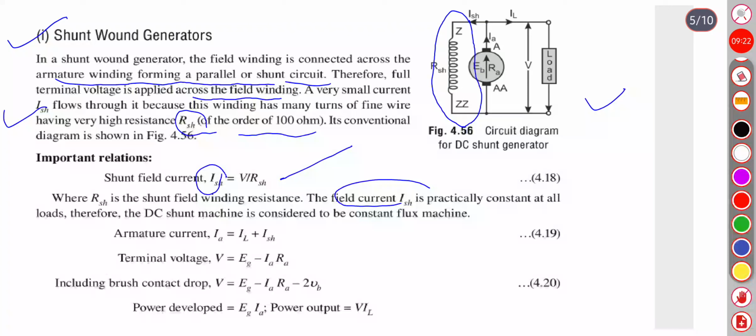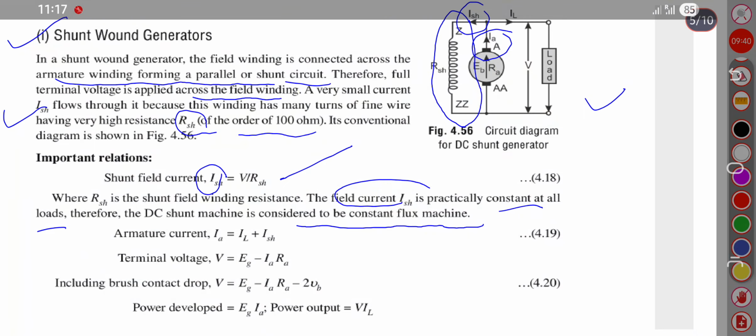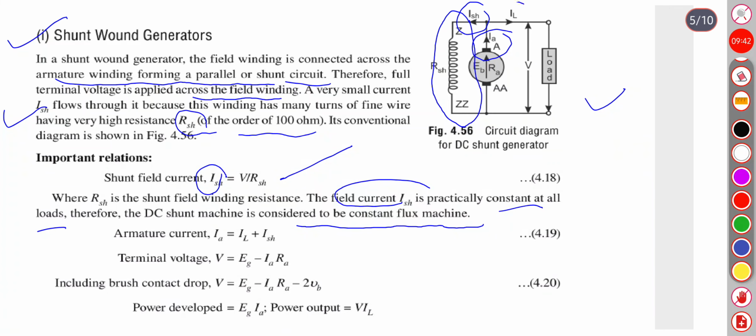The field current is practically constant at all loads. Therefore, the shunt DC machine is considered to be a constant flux machine. Here, IA equals ISH plus IL. So IA will be IL plus ISH, and the terminal voltage V will be Eg minus IARA.